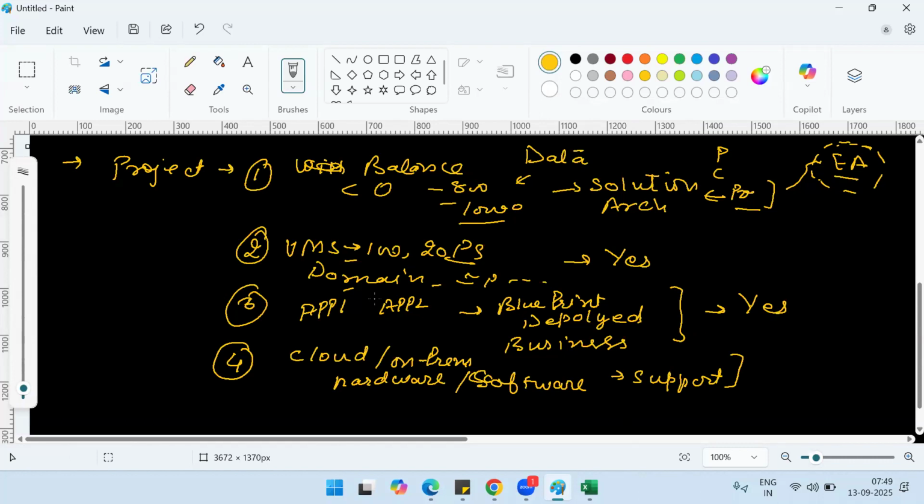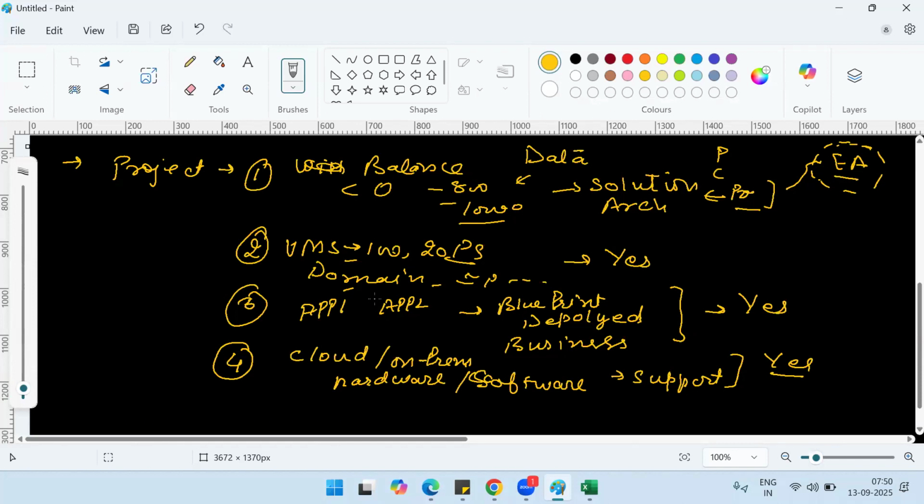I think both should be involved. EA will be looking again at the bigger picture, the support point of view. Like what will be the support model? Will there be a hypercare warranty period, and then later managed services will take over? These kinds of things, I think, come under the EA domain. Yes, you are absolutely right.